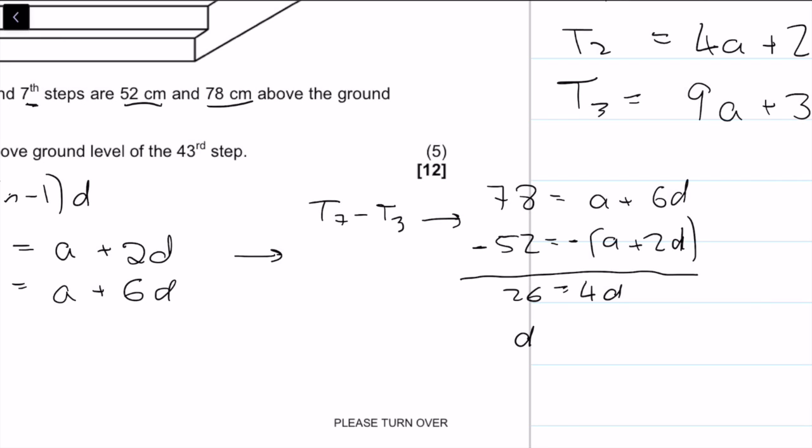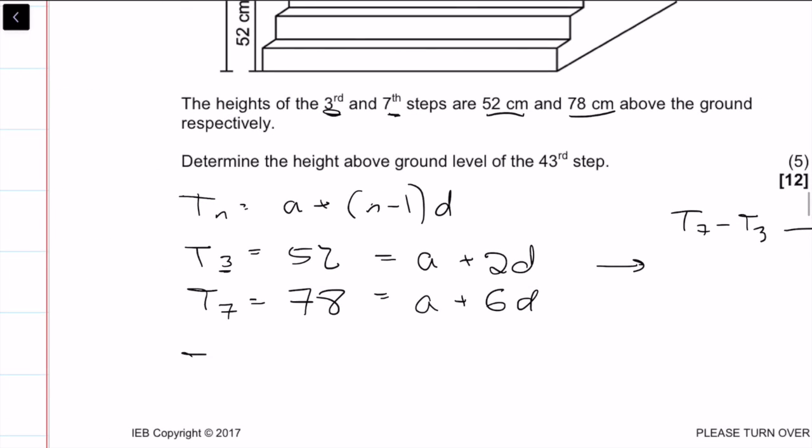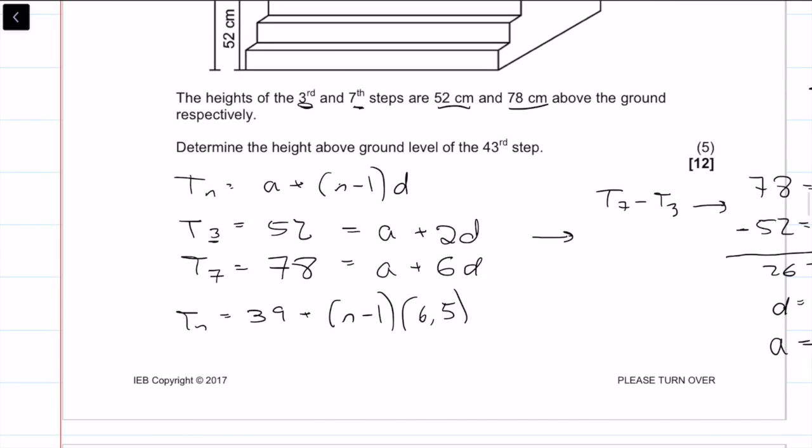Okay, so we can solve for d. So d is equal to 6.5, and then we can just put d into one of these equations. Let's put it there. So that equals 78 minus 6 times 6.5 equals a. So a is equal to 39. Okay, so now we know the basic Tn is going to be equal to 39 plus n minus 1 times 6.5.